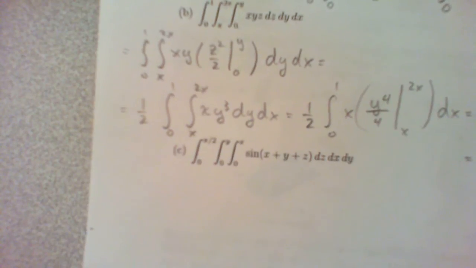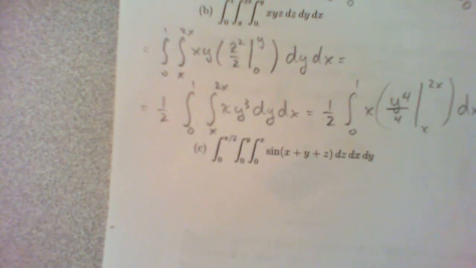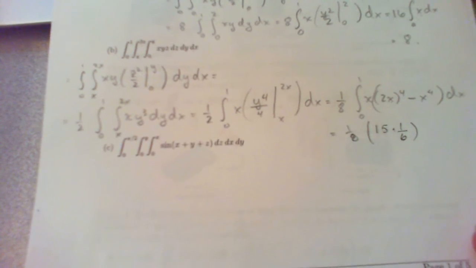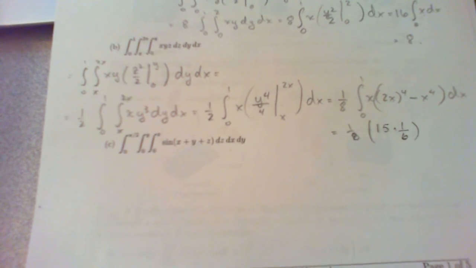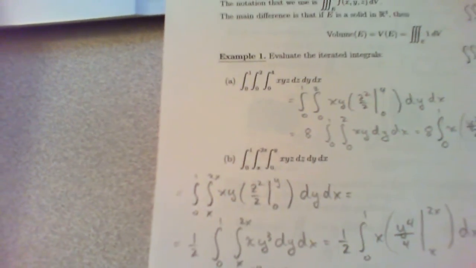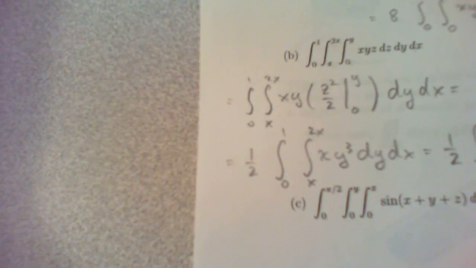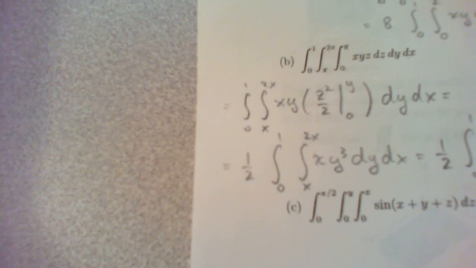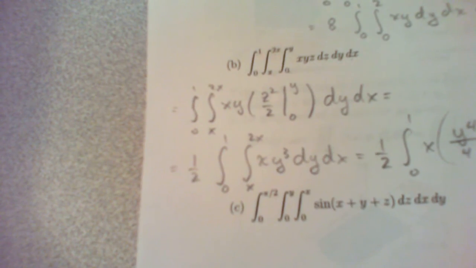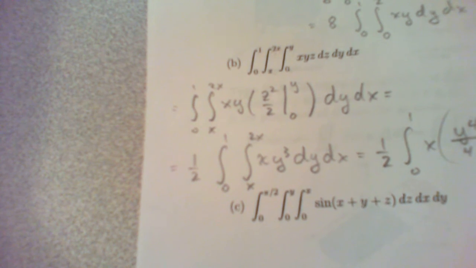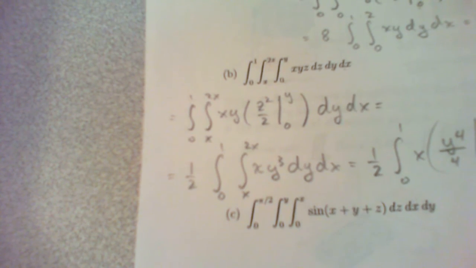Okay, let's look at a little more complicated one here. So let me scoot this down here. This function also has limits that have functions in them. You can see z goes from 0 to x, x goes from 0 to y, and then y goes from 0 to 1/2.